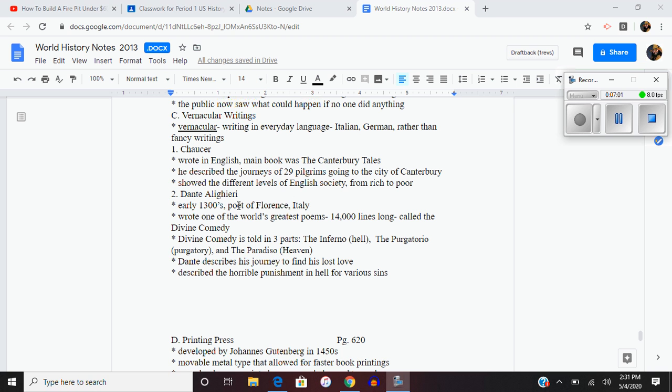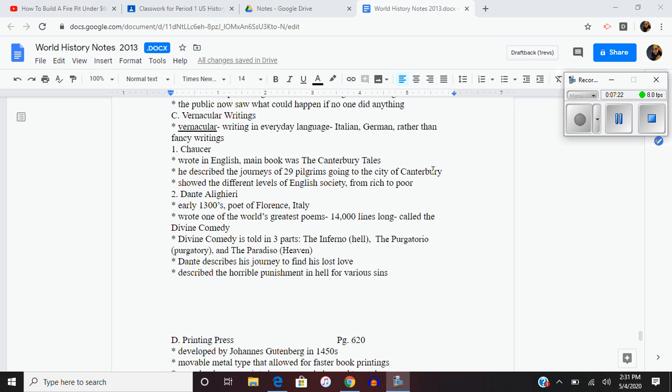And then your last two here are vernacular writings. People who wrote in everyday languages. They didn't write in the fancy Latin or anything else. They wrote in just plain old speak for the people. Chaucer is an example of which. He wrote plain speak, and he wrote for middle and lower class people in the Canterbury Tales.